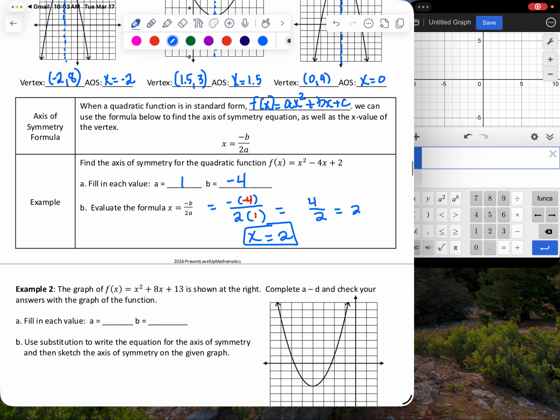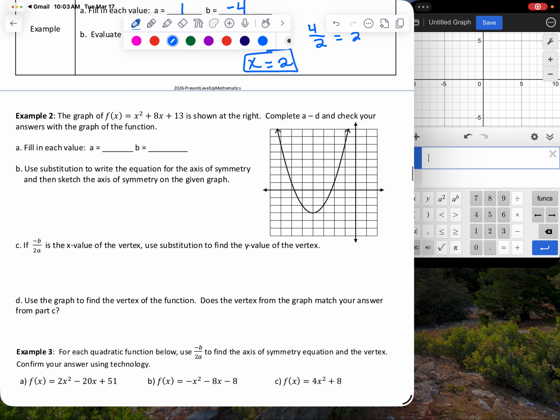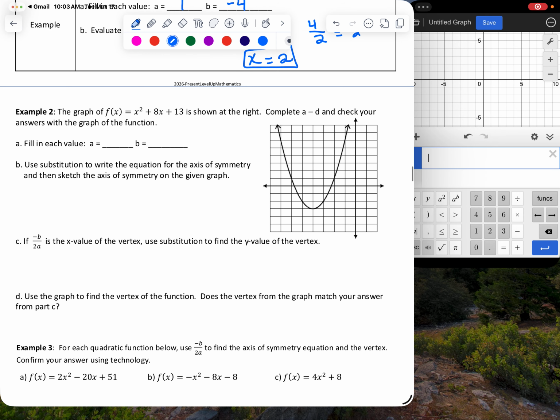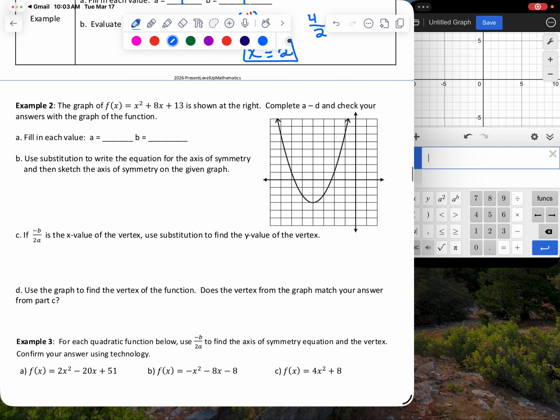All right, look at example 2. The graph of x squared plus 8x plus 13 is shown at the right. Complete A through D and check your answers with the graph of the function. In question A, it says fill in the values for a and b. Remember, a is your coefficient of x squared. In this case, it's 1. b is your coefficient of x. In this problem, it would be positive 8.